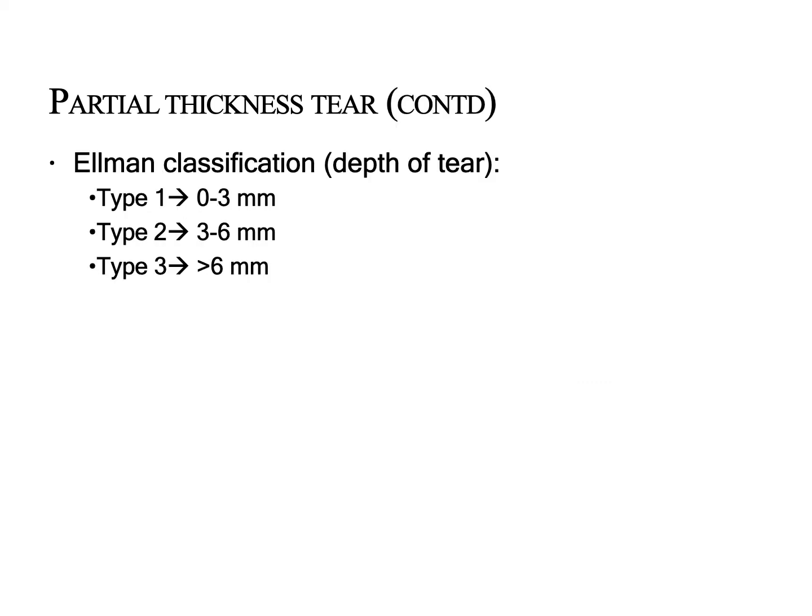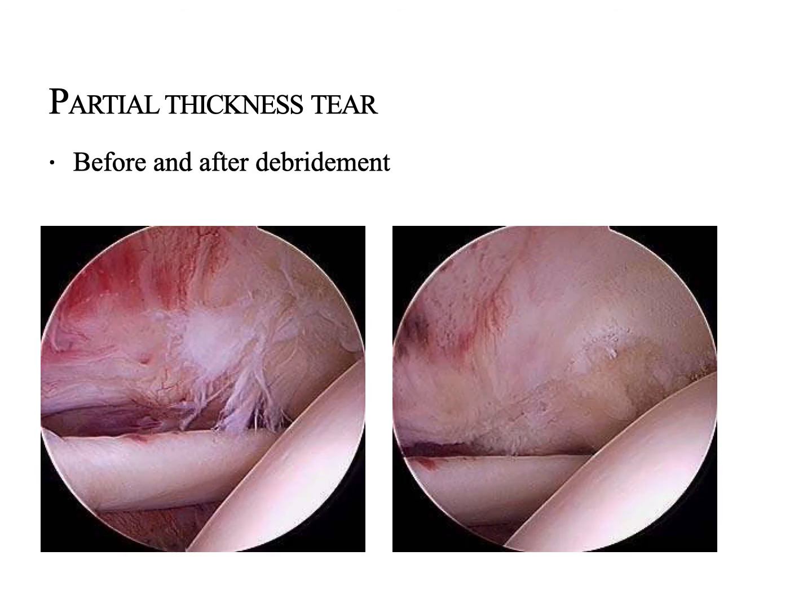Ellman classified depth based on depth of the tear. Type 1 is 0 to 3 mm, type 2 is 3 to 6 mm, and type 3 is more than 6 mm. Here this is an arthroscopic image which shows partial thickness tears before and after the debridement.